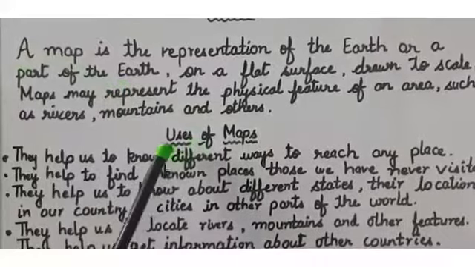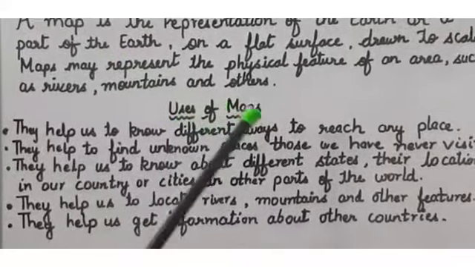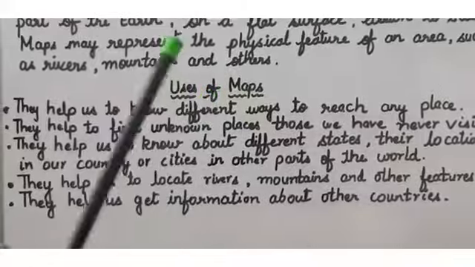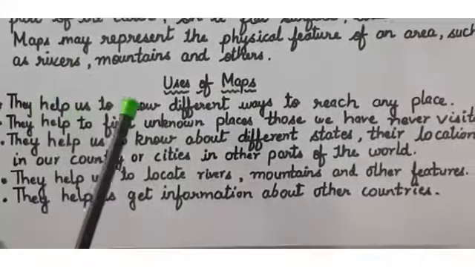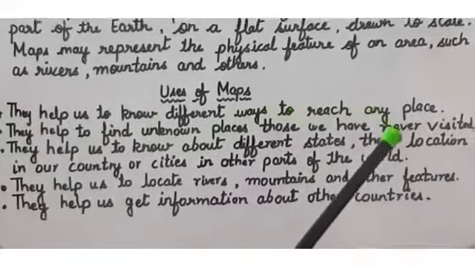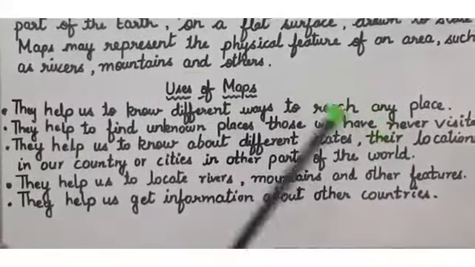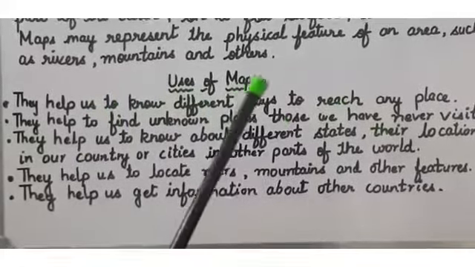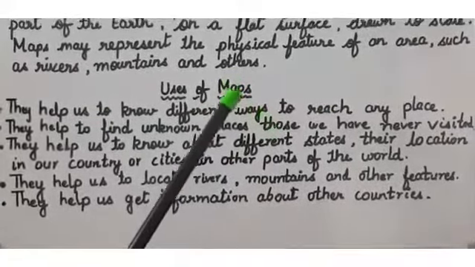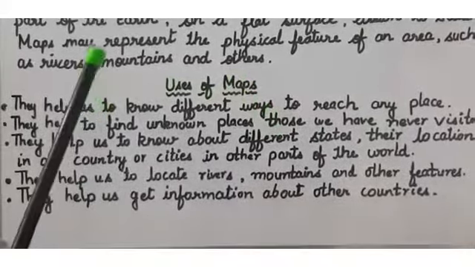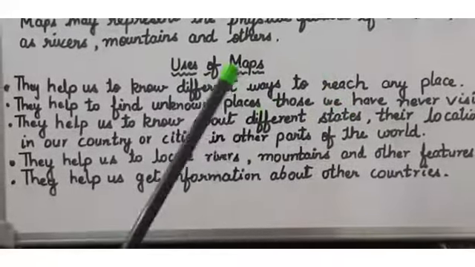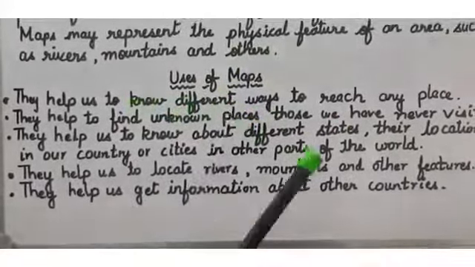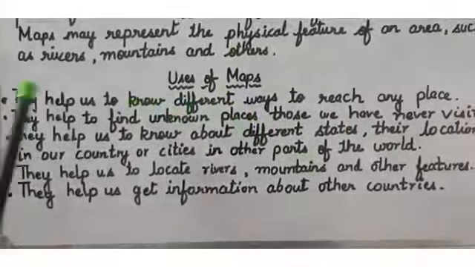Now comes the uses of maps. For what purpose are maps used? First, maps help us to know different ways to reach any place. For example, to find shortcuts, to find the shortest route to reach the market. If we have to reach the market, how can we reach it in a shorter time? What is the shortest route? Maps help us to know that.